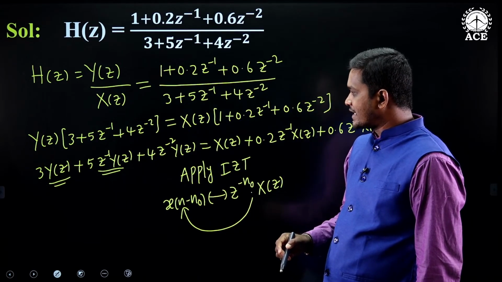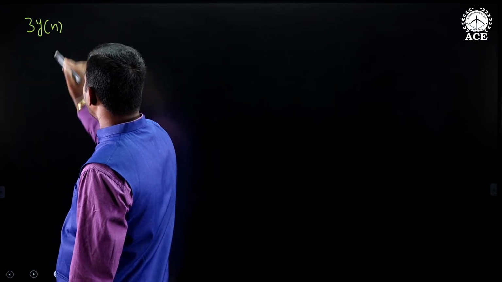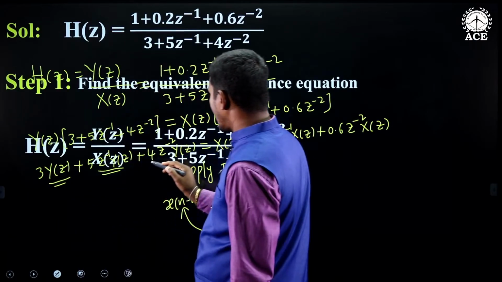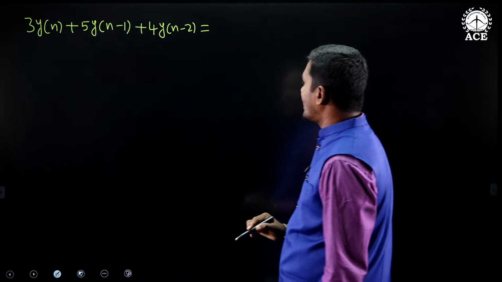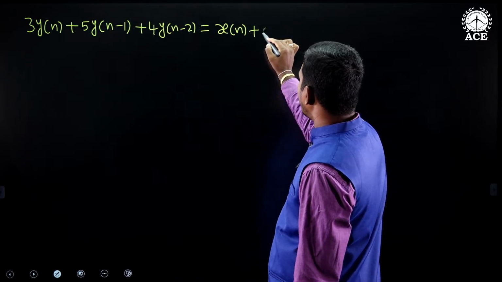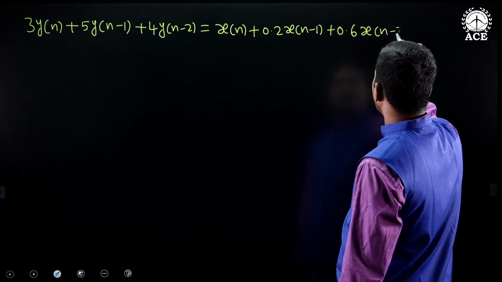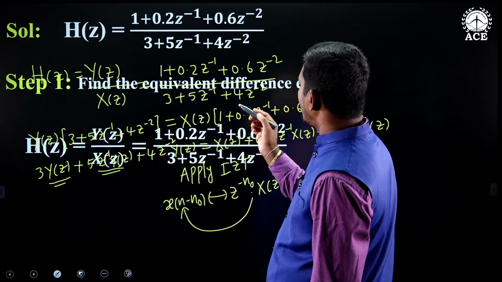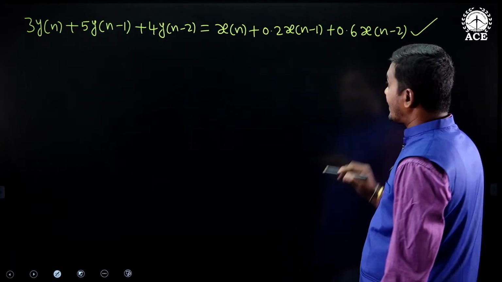So if I apply the inverse z transform, what equation will I get? 3 y of n plus 5 y of n minus 1 plus 4 y of n minus 2 equals x of n plus 0.2 x of n minus 1 plus 0.6 x of n minus 2. So this is the difference equation.